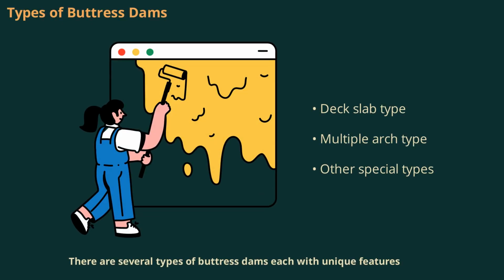There are several types of buttress dams, each with unique features. The most common are the deck slab type and the multiple arch type. Deck slab buttress dams use a reinforced concrete slab supported by buttresses, suitable for smaller heights. Multiple arch buttress dams use a series of arches supported by buttresses, ideal for taller structures. Other types include the multiple dome type, massive head type, and columnar buttress type, each offering specific advantages depending on site conditions and design requirements.